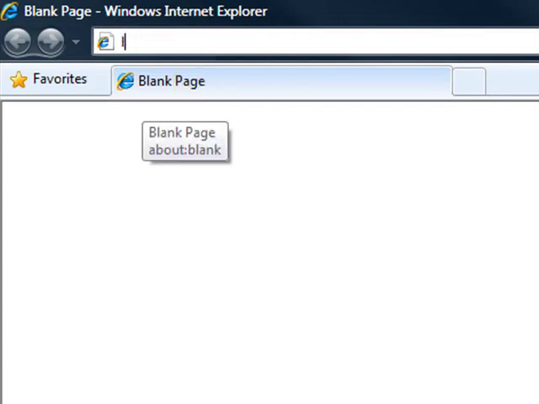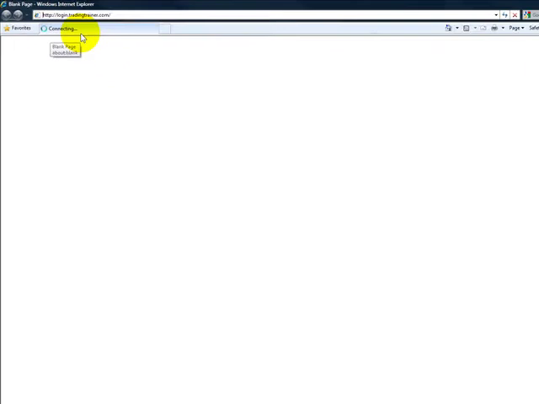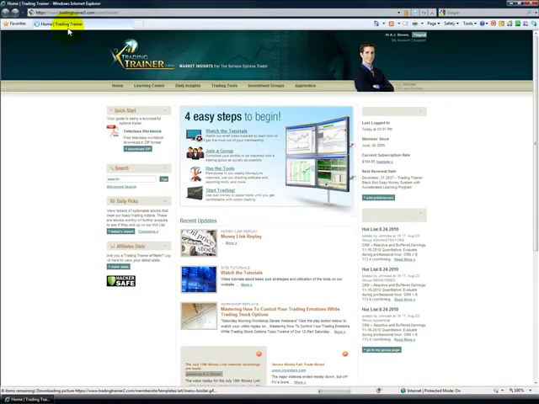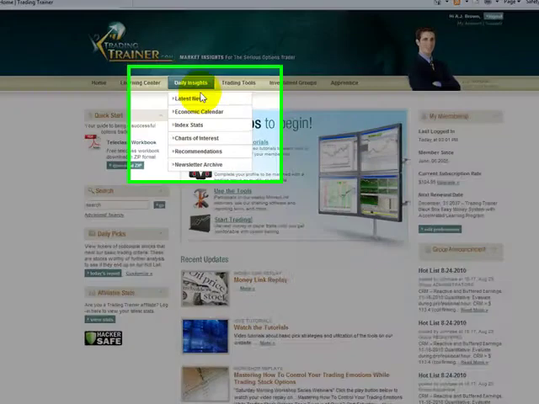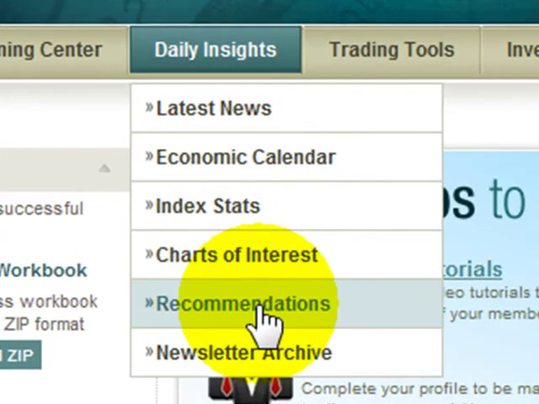portal by going to login.tradingtrainer.com. Now, once I've logged into the Learning Community web portal, I'm going to go right to Daily Insights. I'm going to ask you to please go to Recommendations. There you're going to find recommendations for tomorrow's trading session. You're also going to find our audio commentary, which is going to take you by the hand through today's Daily Insights. I recommend you listen to the opening and closing comments of that audio commentary especially.